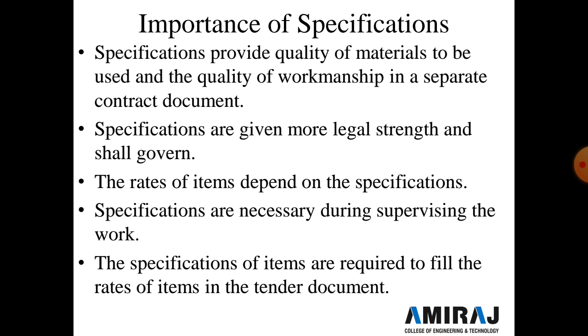Now we discuss some important points on the importance of specification. Sometimes it is not possible to furnish information on the drawing regarding the quality of material to be used and quality of workmanship to be achieved during construction, and due to shortage of space, specification provides such useful data in a separate contract document. The drawing and the specification form two important contract documents. In case of a discrepancy between the drawing and the specification, the provisions of the specification are given more legal strength and shall govern, and the rate of an item depends on the specification.